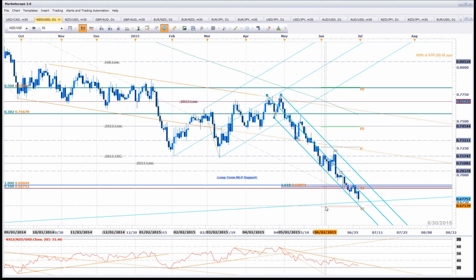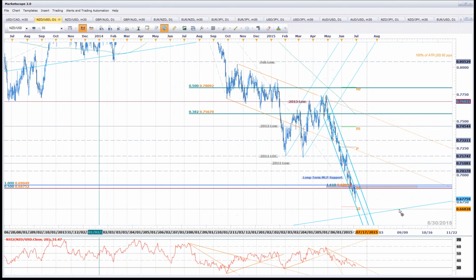Near-term support doesn't come in at the trendline. That's not a proper trendline. Let me let this snap. Hold on one moment.